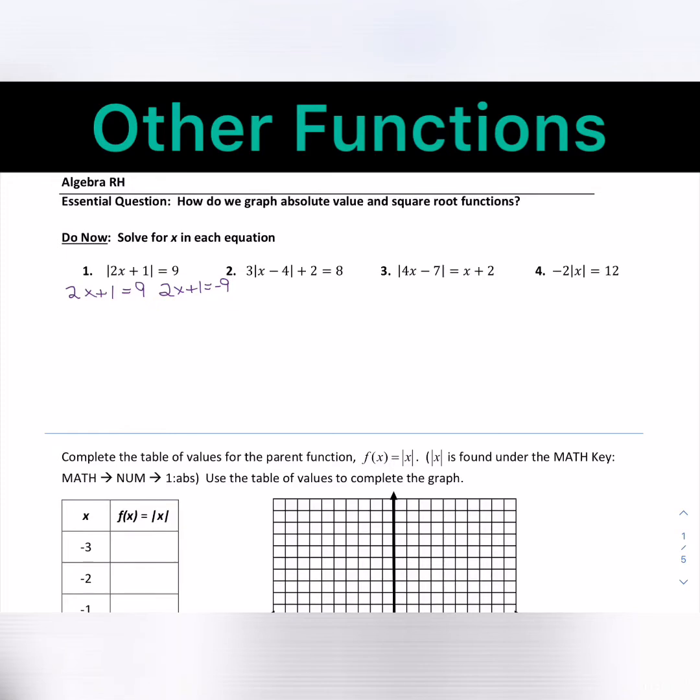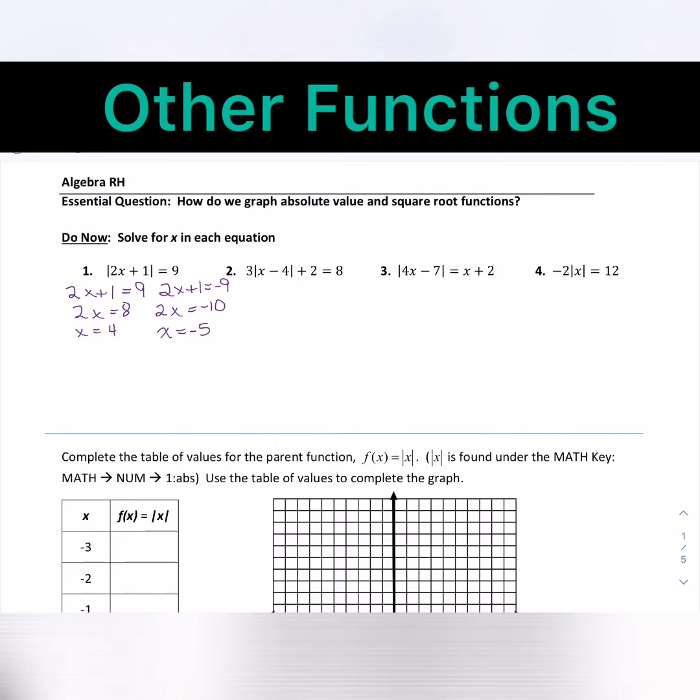So now if we go through the process of both of these equations, the left side is going to be 2x equals 8, giving us a value of x equals 4. On the right side, we're going to get 2x equals negative 10, giving us a value of negative 5. So x equals 4 or x equals negative 5.